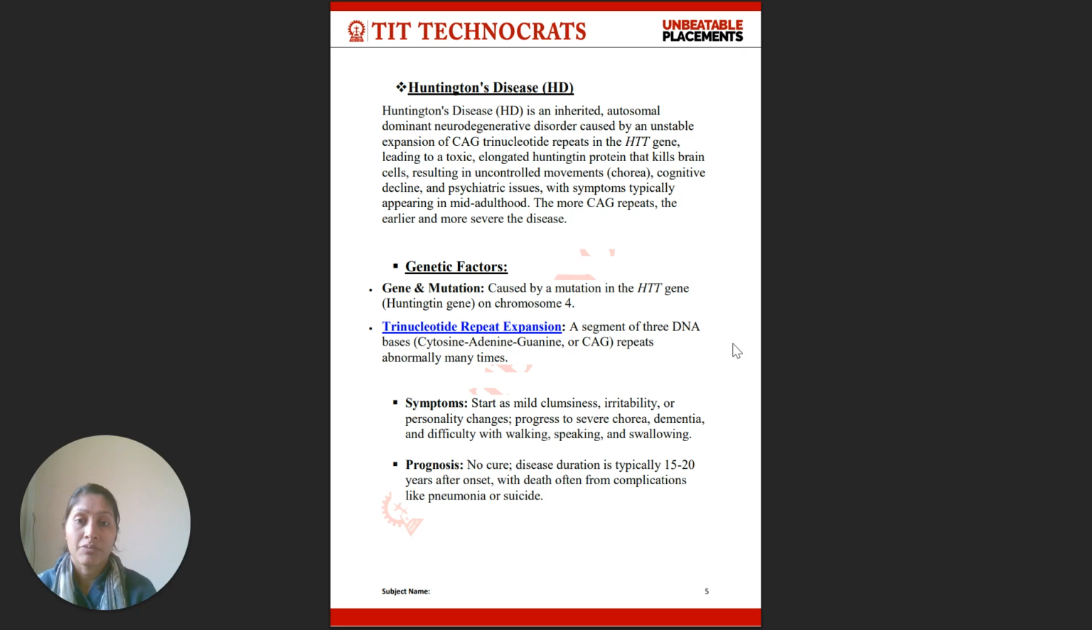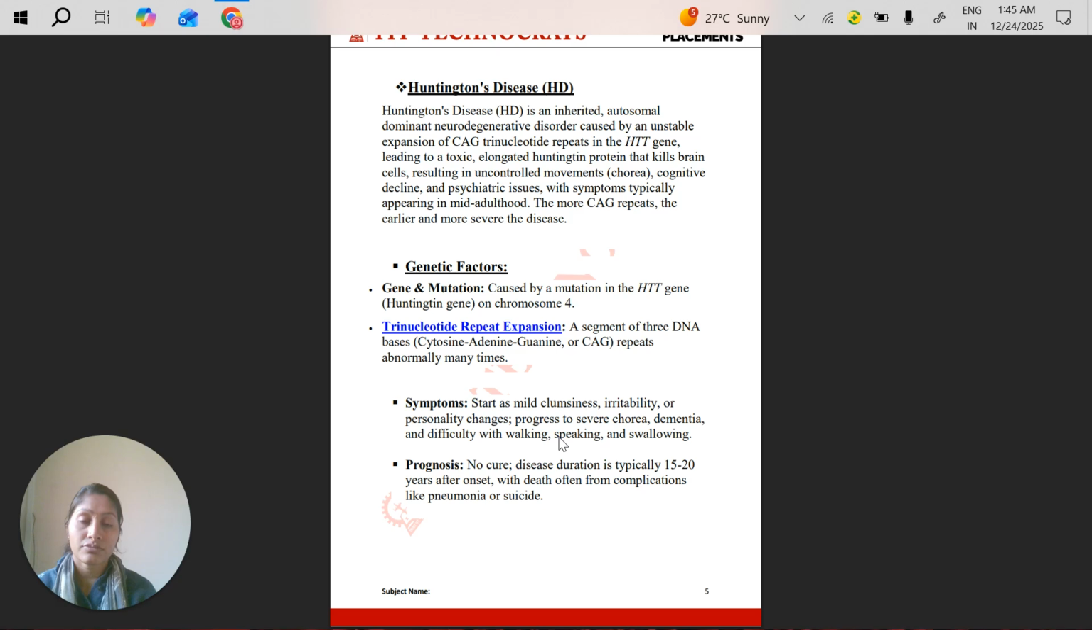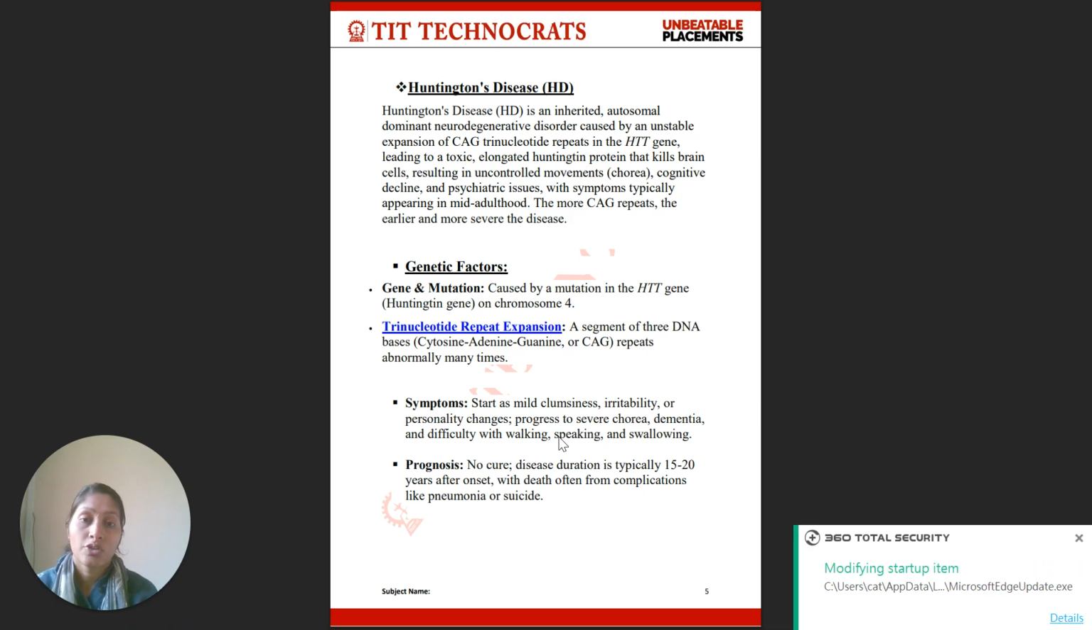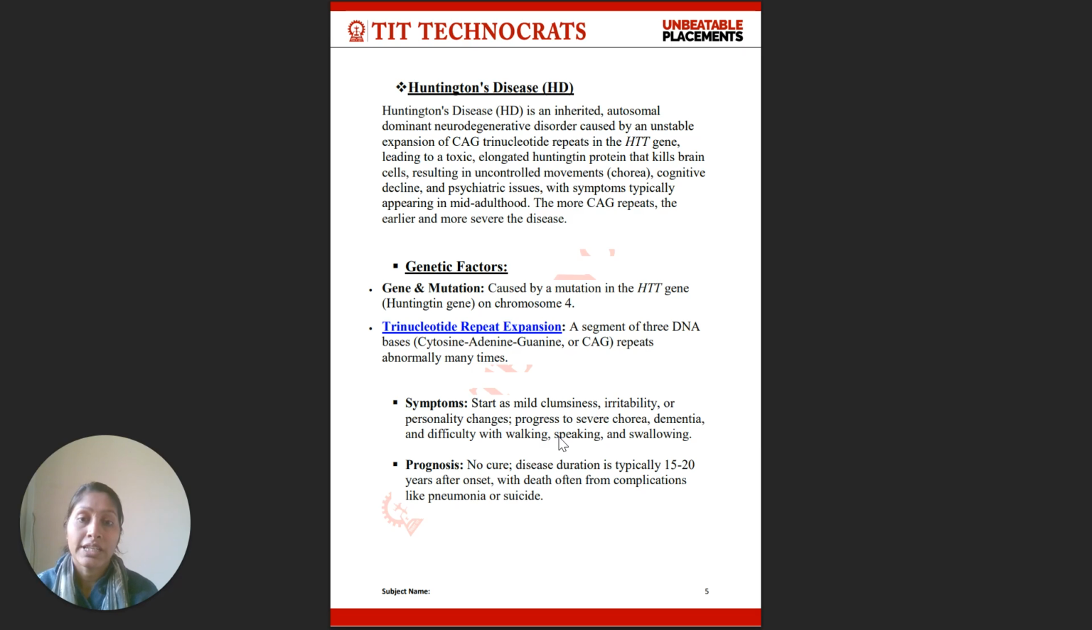Then, symptoms start as mild clumsiness, irritability, or personality changes, and progress to severe chorea, dementia, and more. Prognosis: no cure. Disease duration is typically 15 to 20 years from onset, with death often from complications like pneumonia or suicide.